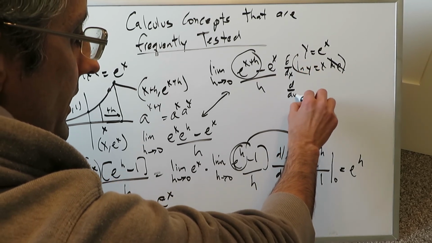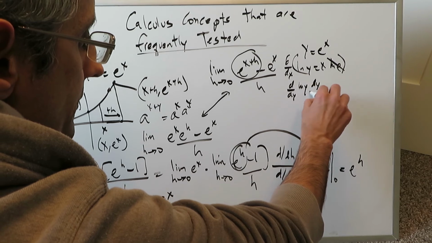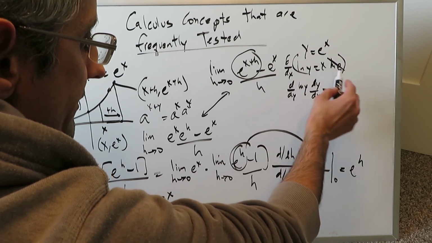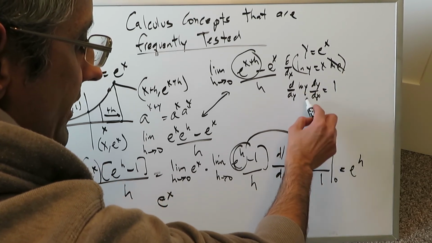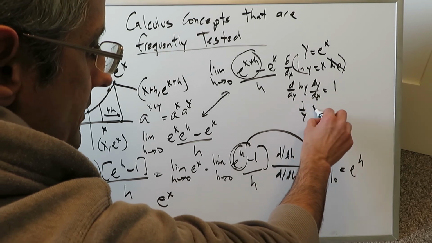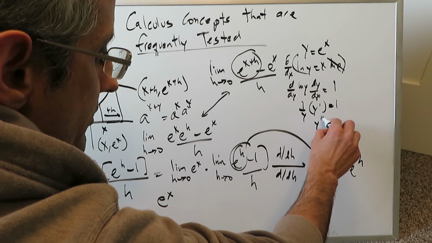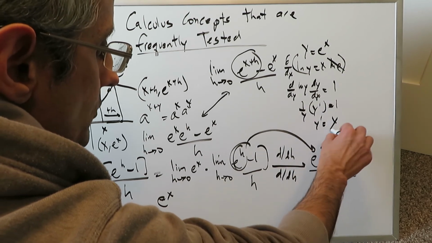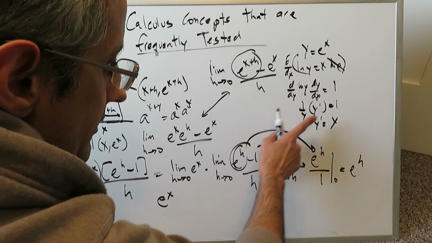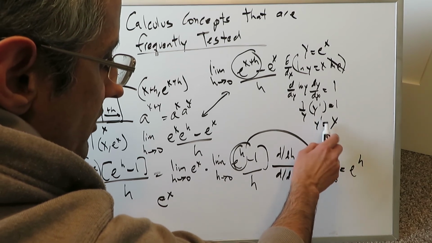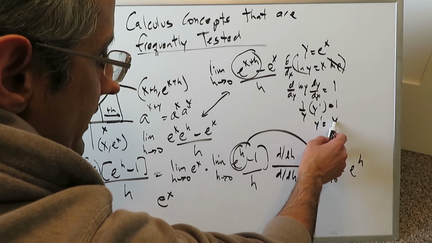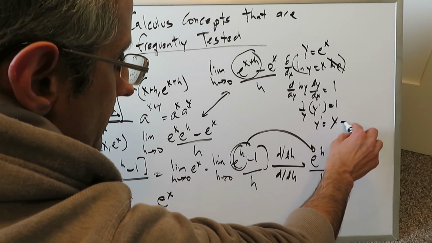You'll have d over dy of ln y times dy over dx is equal to the derivative of x, which is just a 1. The derivative of ln y is 1 over y, and you're solving for y prime, which is dy over dx, equal to 1. You take the 1 over y to the other side, it cross multiplies, so y prime, which is dy over dx, is equal to y. What was y equal to? It was equal to e to the x.